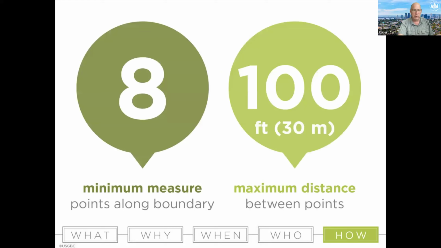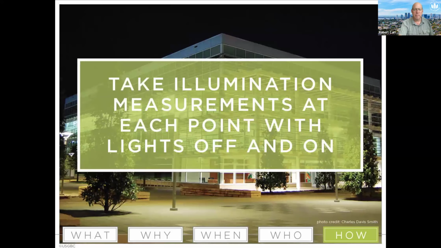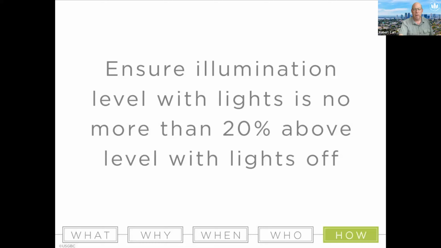You need a minimum of 8 points around your site boundary, with a maximum of 100 feet between each point. So usually it's more than 8 measurements. One time we did about 20 measurements. You create a map of where you took the two different measurements and upload that as evidence, and you get a point. Take illuminance readings when the exterior lights are on, when they're off, and then on again, and that's when you make the comparison. Make sure you're not exceeding more than 20% of when the lights were not on.